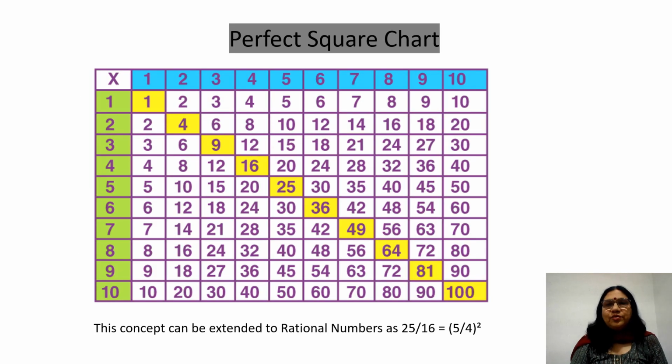So this is a perfect square chart. You can see the perfect squares are 1, 4, 9, 16, 25, 36, 49, 64, 81 and 100. These are the perfect squares. So multiplying 6 by 6 gives you 36. And you can see the unit digits 1, 4, 9, 6, 5, 6, 9, 4, 1, 0. So all perfect squares, they end with 1, 4, 9, 6, 5 or 0.